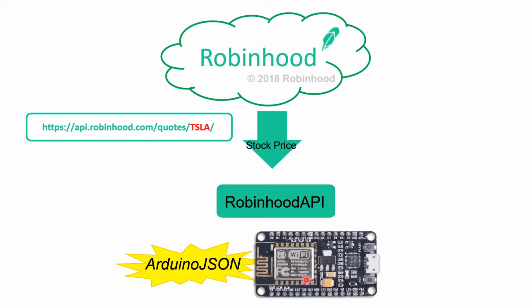And we love our ESP8266, so what we do is use something called the Robinhood API. I have created this particular library, just install it. I'm going to show you how to do that. What this does is it retrieves the stock price for whatever you're interested in. It changes the query to whatever you specify using your ESP8266 and retrieves the price, processes it using ArduinoJson, and displays it on your screen.